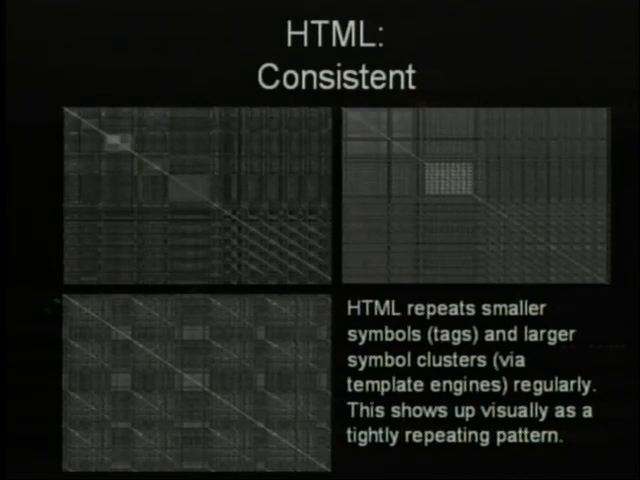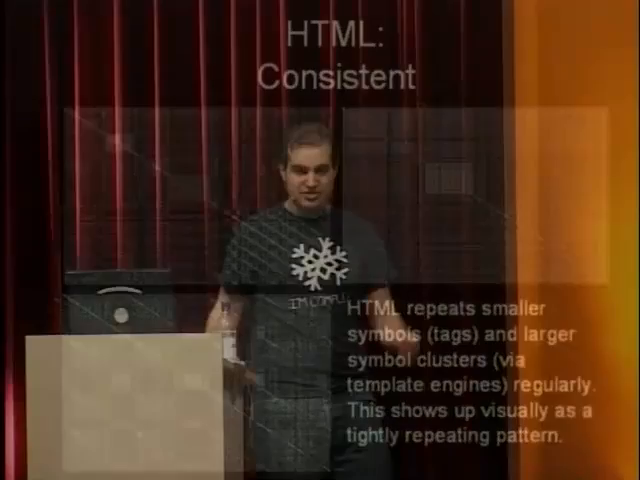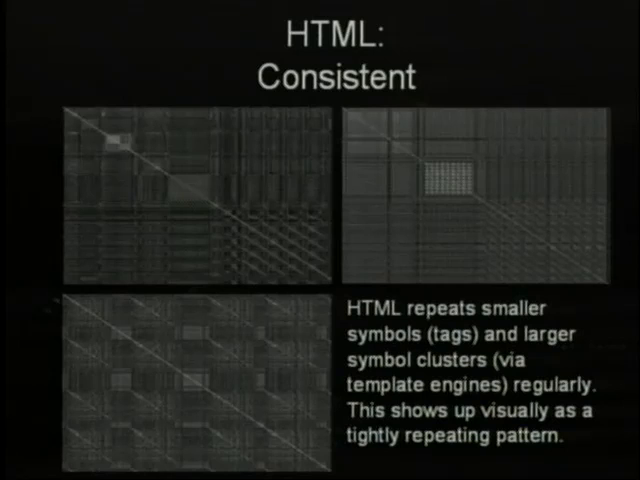HTML. Now this is really interesting. If you look at HTML, it actually has a lot of internal redundancy. First of all, tags are constantly being repeated over and over again, and thus you get these very small scale repeats. You also get larger clusters because most websites now are built with templating engines, constantly looping over and repeating the same expression of a message. And you see this on pretty much any website you go to. You can be like, oh yeah, that kind of looks like HTML. So that's kind of cool.